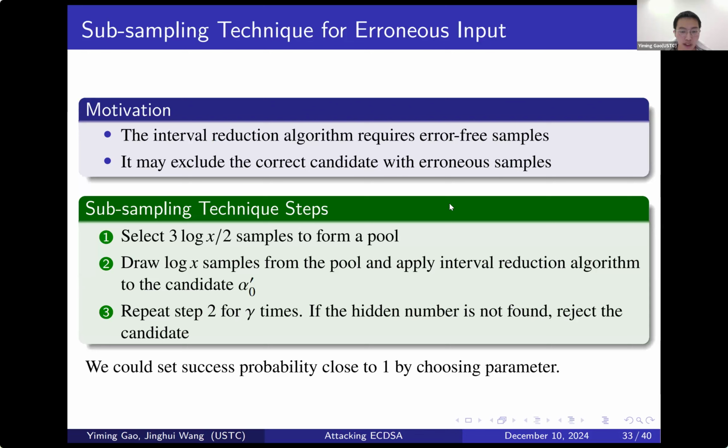The previous interval reduction algorithm requires error-free samples, or it may exclude the correct candidate with erroneous samples. To maintain the usage of the interval reduction algorithm, we designed the subsampling technique. The idea is to randomly choose samples from a pool and hope that we could choose error-free ones many times. We could set the success probability close to 1 by choosing parameters.